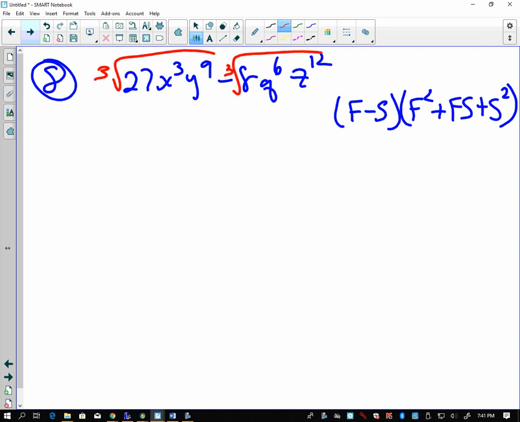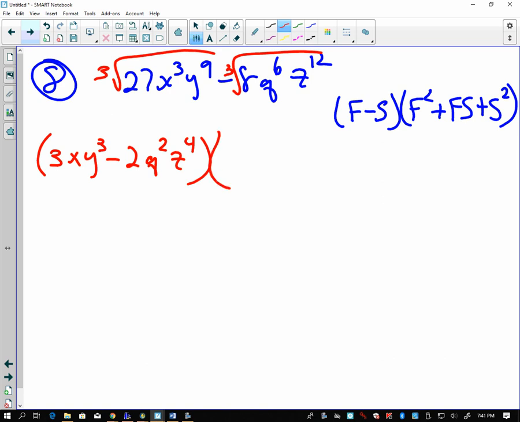Cube root of 27 is 3. Cube root of x cubed is x. Cube root of y to the ninth is y cubed. Minus cube root of 8 is 2. Cube root of q to the sixth is q squared. Cube root of z to the 12th is z to the fourth. Take the exponents and divide by the root number, in this case, 3.